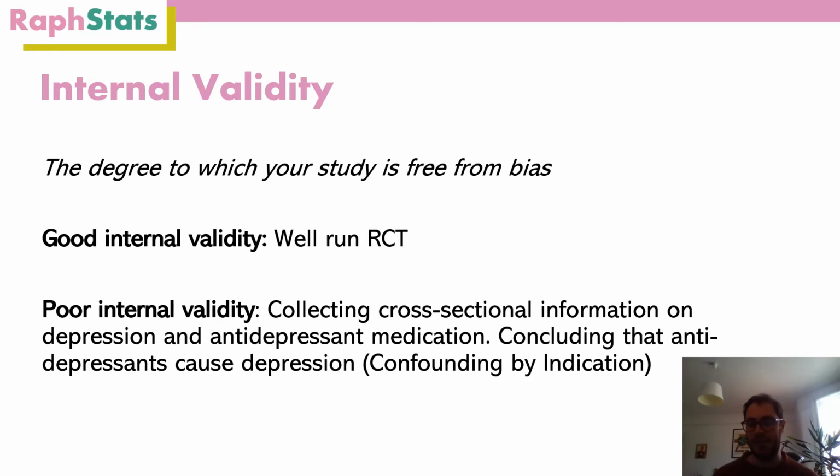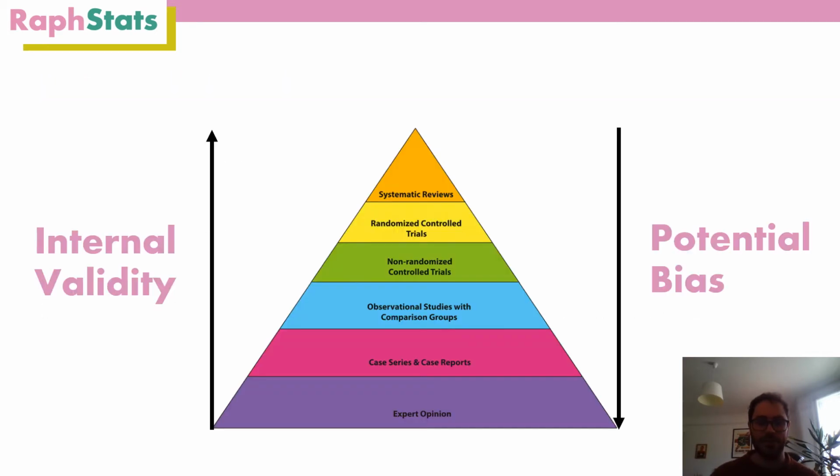Internal validity is essentially the degree to which our study is free from bias and error. Probably the best example of a study with really good internal validity is a well-run RCT, which will eliminate pretty much all sources of bias. A good example of potentially poor internal validity is a poorly run cross-sectional study that is not picking up the right confounding factors and then is drawing these spurious links. We'll talk a little bit about how to go through studies to assess them for their internal validity.